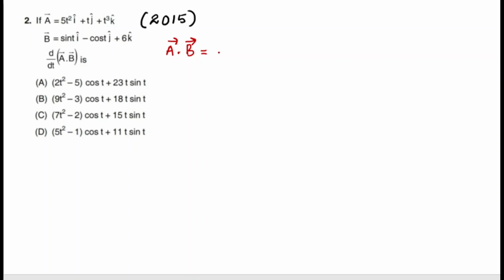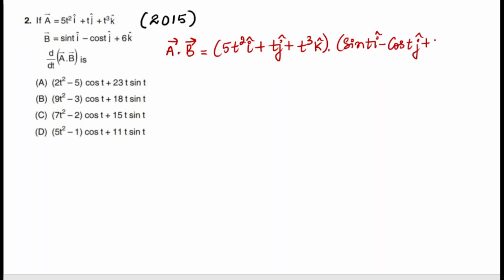A vector dot b vector, that is 5 times t square i cap plus t times j cap plus t cube into k cap, dot product of sin t i cap minus cos t j cap plus 6 times k cap. Now if we do the dot product, not just a simple multiplication, we will get only 3 terms.